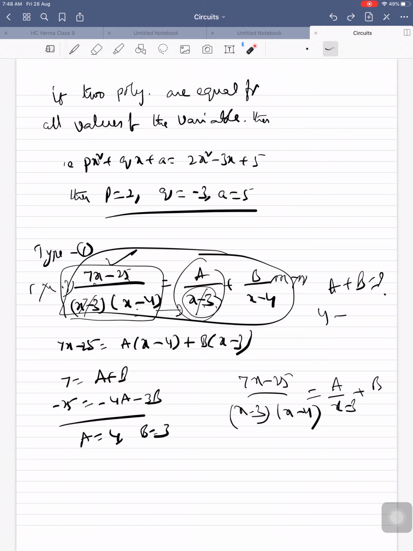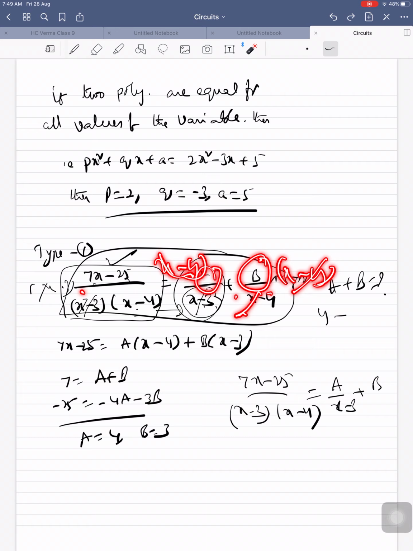Like that, multiply on both sides by (x minus 4). You need not do this much work in your examination. All these calculations should be in your mind. If you want to write even A, that takes time. Try to avoid writing any letters on the examination paper to avoid wasting time. So if you multiply on both sides by (x minus 4), this will be cancelled and B alone will be there.